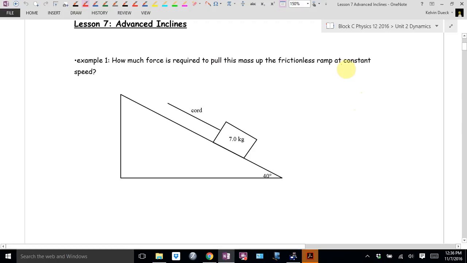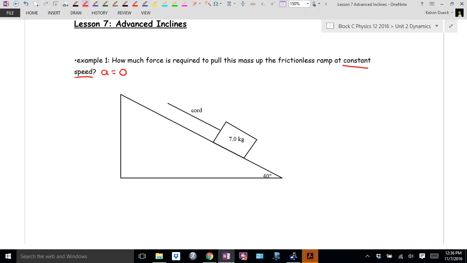Constant speed. You know what? I would probably underline the phrase constant speed. Because what does that tell us? It tells us that the acceleration is 0, which means when I go winner minus loser equals ma, it's going to be winner minus loser equals m0. In fact, it's going to be winner equals loser.